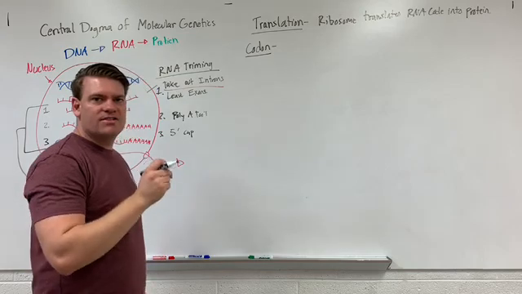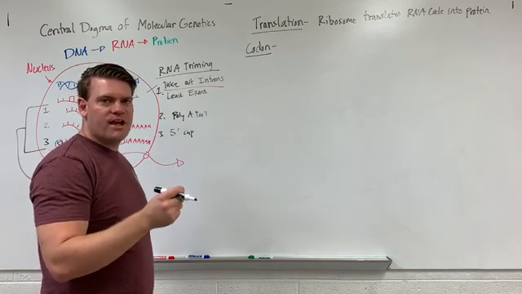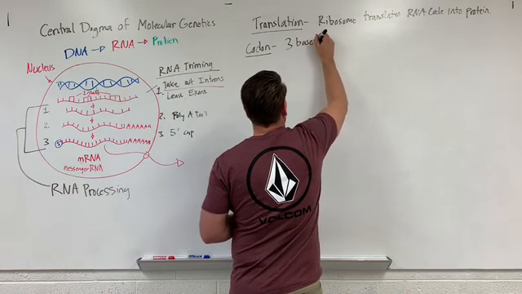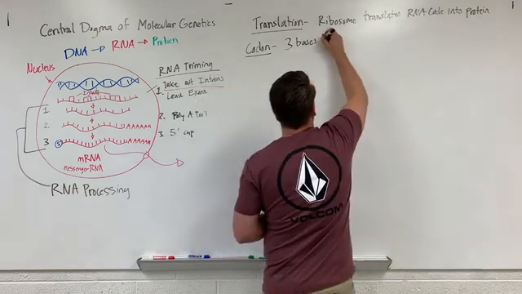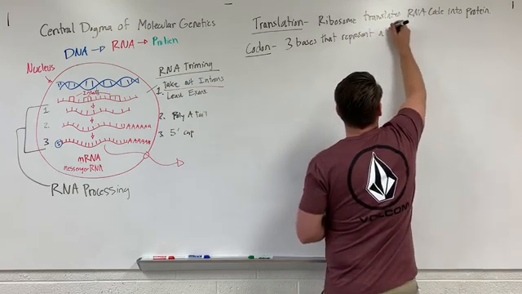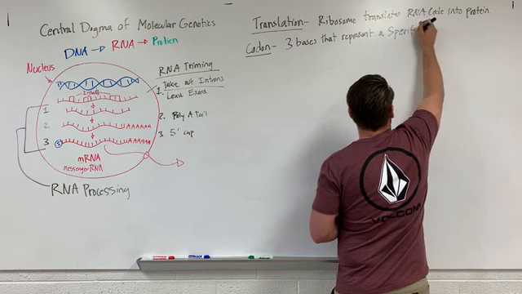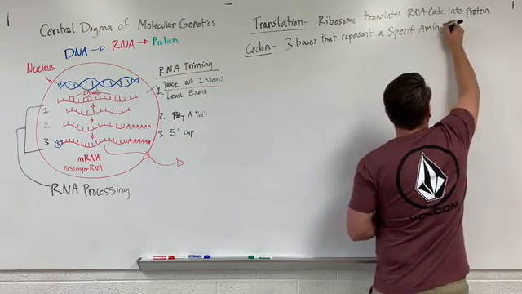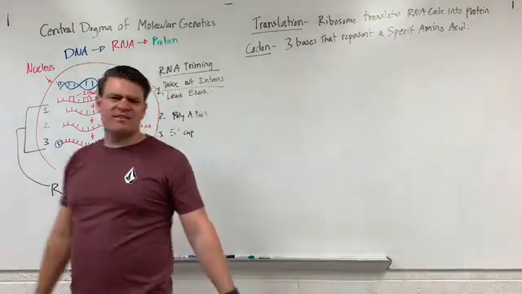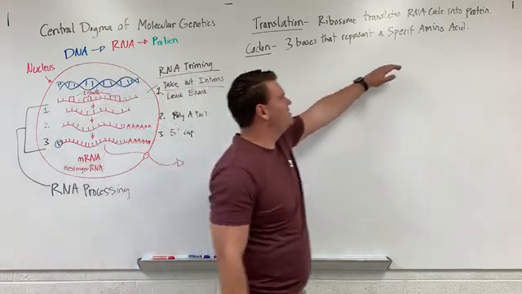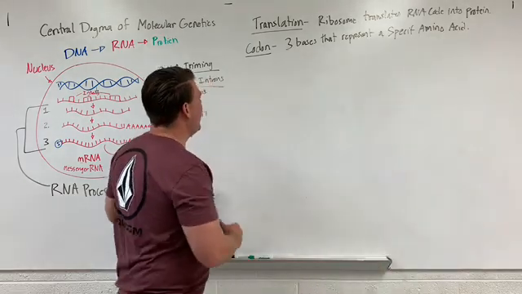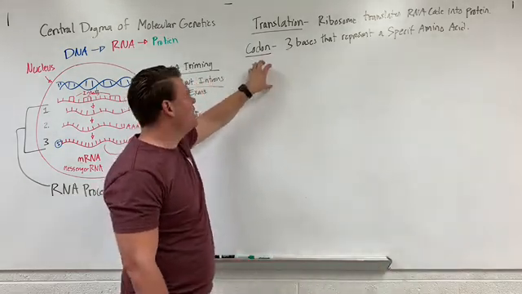So a codon is 3 base pairs that represent 1 amino acid. Or instead of base pairs, I'm going to say bases. And they represent a specific amino acid. Now, you're probably wondering, okay, I remember amino acids. What are amino acids again? Remember, amino acids are what we link together to create a protein. And so what we have is we have this code of 3 bases.